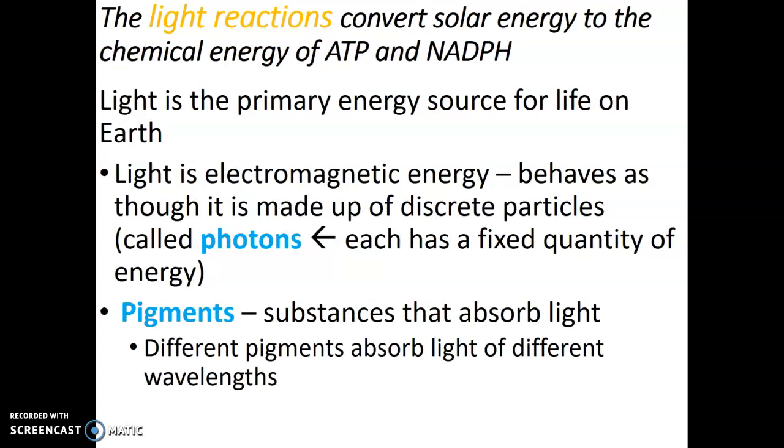So light is the primary energy source for life on Earth, and it has electromagnetic energy. It behaves as though it's made up of discrete particles called photons, each of which has a fixed quantity of energy. Those photons enter the pigments that absorb the light, and those pigments absorb the energy from the photons and use it in the process of photosynthesis.